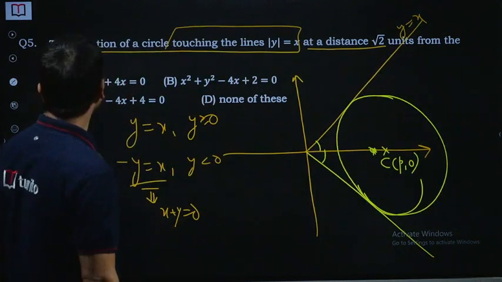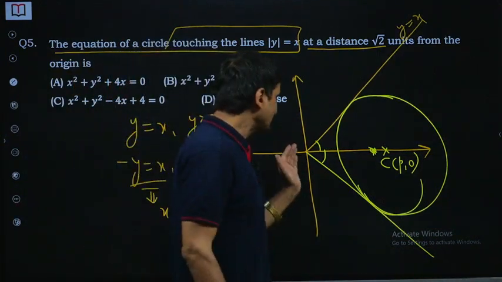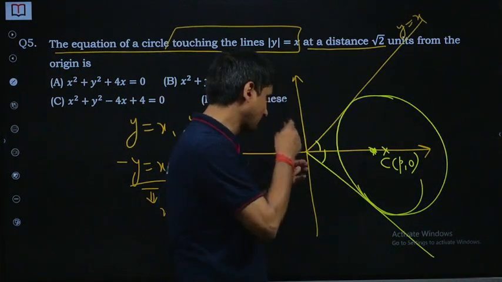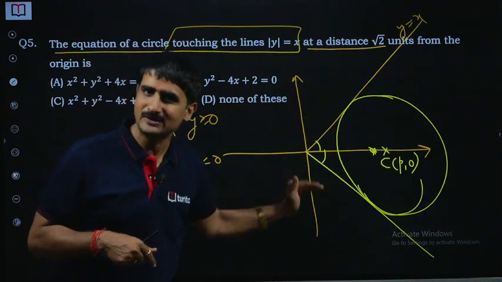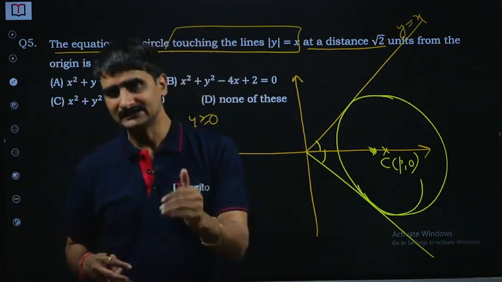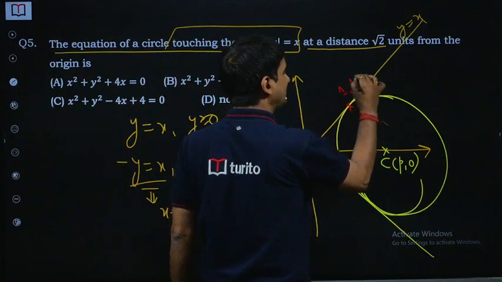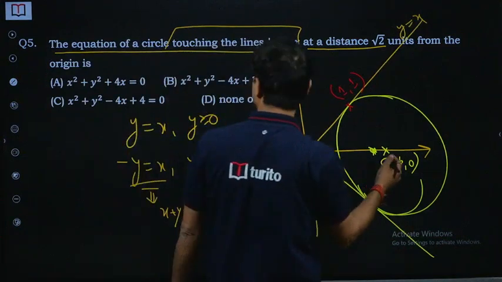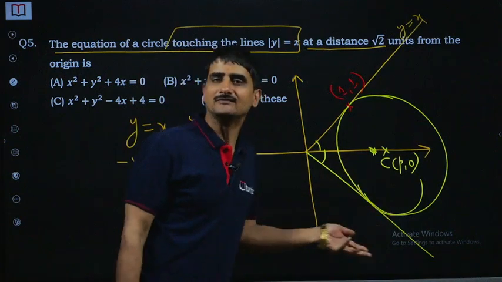Now at a distance root 2 units from the origin, again the same thing. You are moving from the origin root 2 units along which line? Either y is equal to x or y is equal to minus x. That means we will move 1 unit along the x-axis and 1 unit along the y-axis. So we directly know this point, and this is 1 comma 1. So what do we need? We just need the equation of the circle. If we get p, we have the answer.